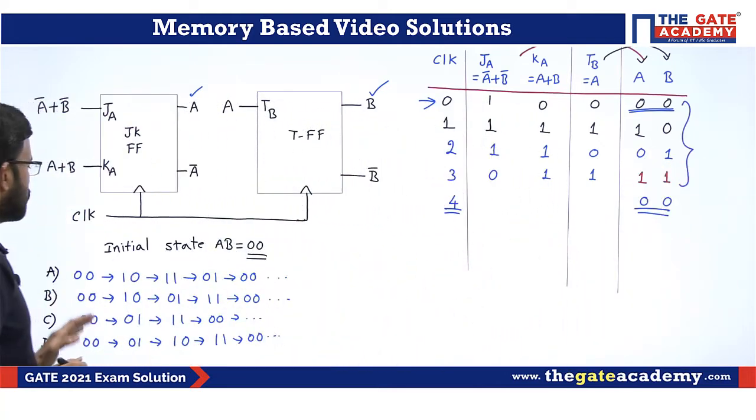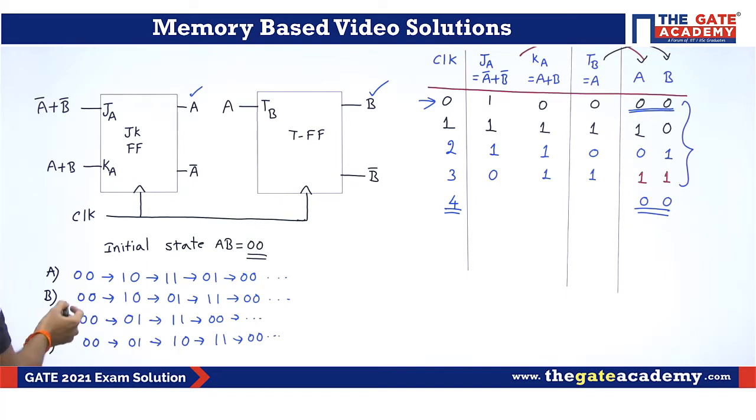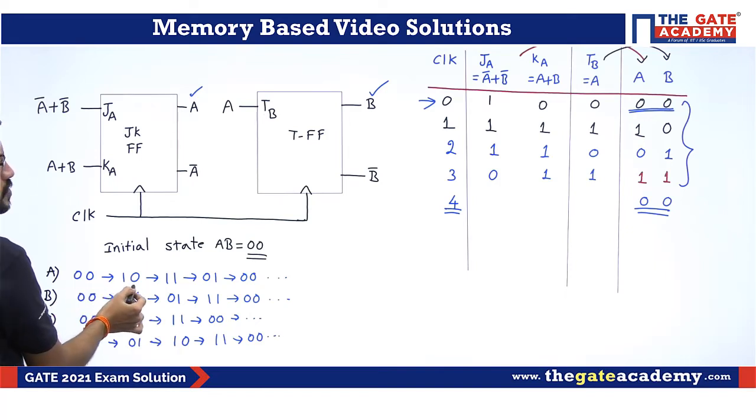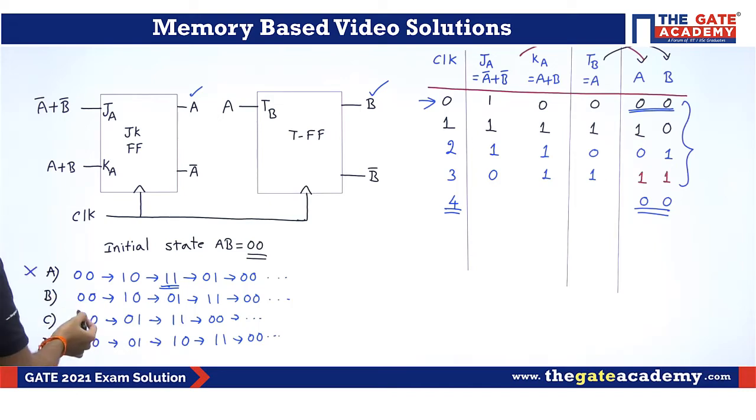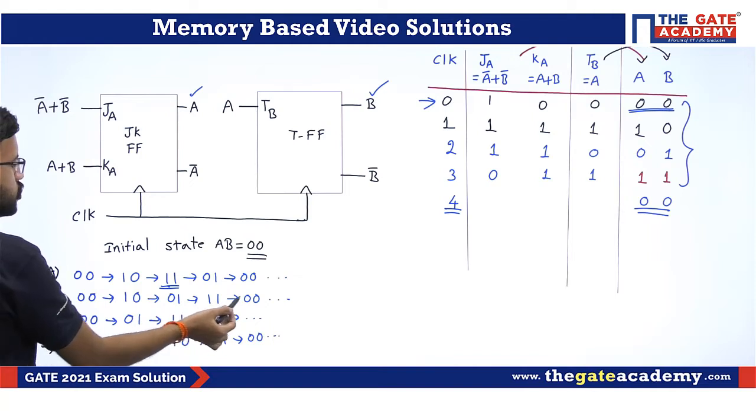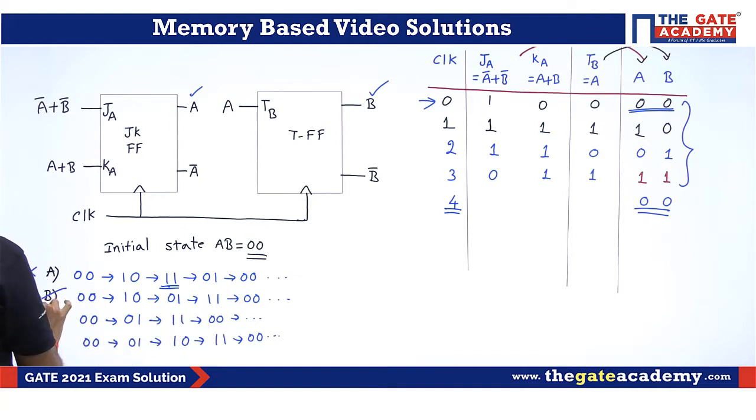Now just observe the given 4 choices. 0, 0, 1, 0, but here you have 1, 1, so that is wrong. Just observe option B: 0, 0, 1, 0, 0, 1, 1, 1, 0, 0. Yes, option B is the correct one. The other 2 options are not correct.